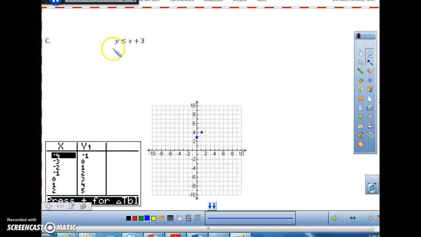So if we were to put in -1 less than or equal to -4 plus 3, is that true? Well, yeah. So -1 is less than or equal to -1. So that's a true statement. So we can go ahead and plot that point. It's going to be on our line here. Let's see if I can get that in there. Oh, -1, excuse me. -4, -1 down here.